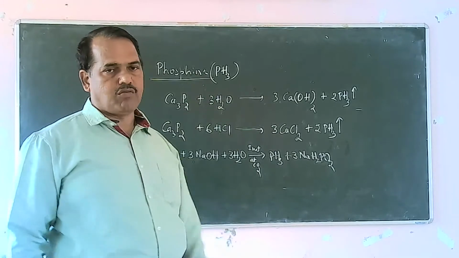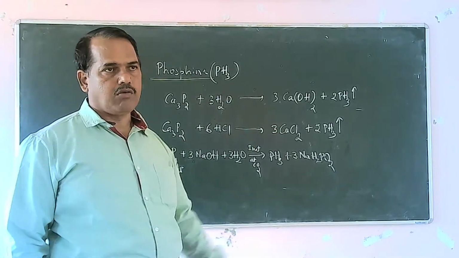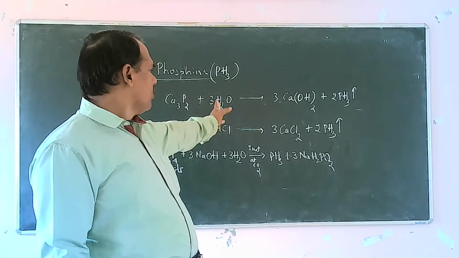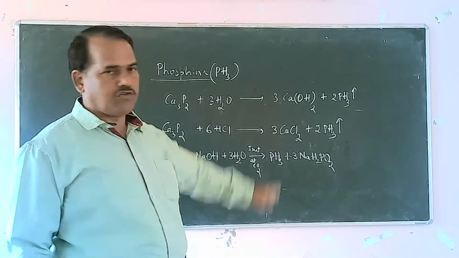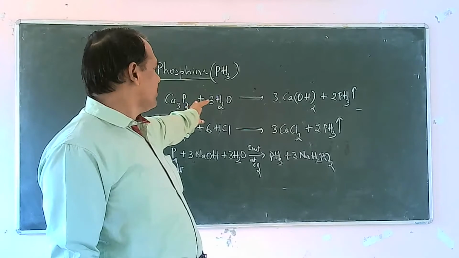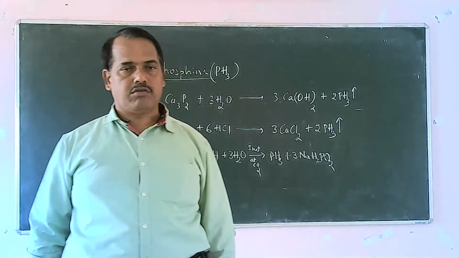We can prepare it in 2 ways. One is when calcium phosphide is treated with hydrochloric acid, we have the equation Ca3P2 plus 6HCl gives 3 CaCl2 plus 2 PH3. Again, calcium phosphide reacts with water, you will get calcium hydroxide and phosphine gas.